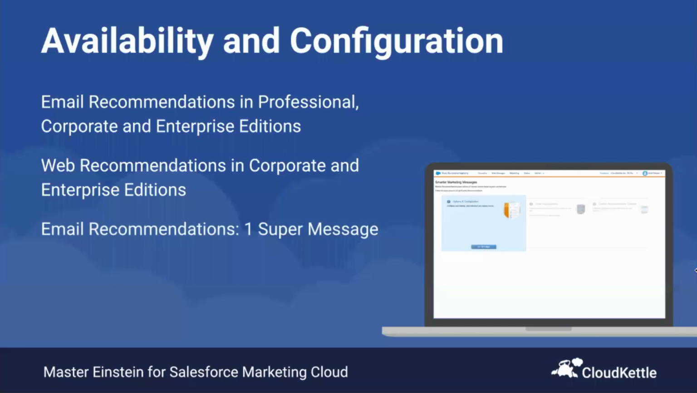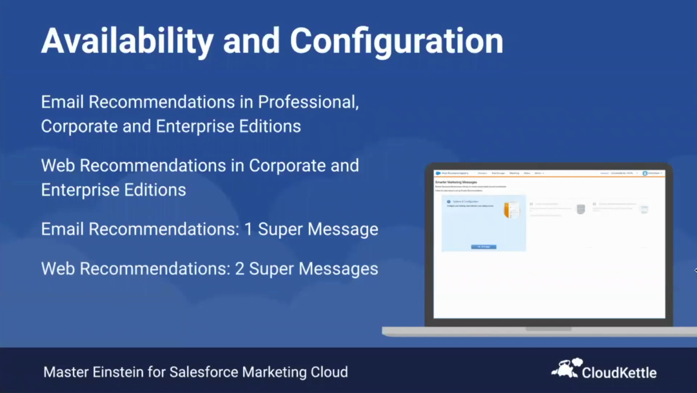There are associated supermessage charges for Einstein Recommendations. When a recommendation block is included in an email and the email is opened, then this counts as one supermessage, regardless of the number of product recommendations within that block. For example, if you send an email with an email recommendation block to 10,000 subscribers and have a 30% open rate, then this counts as 3,000 supermessages, in addition to the supermessages used to send the email.